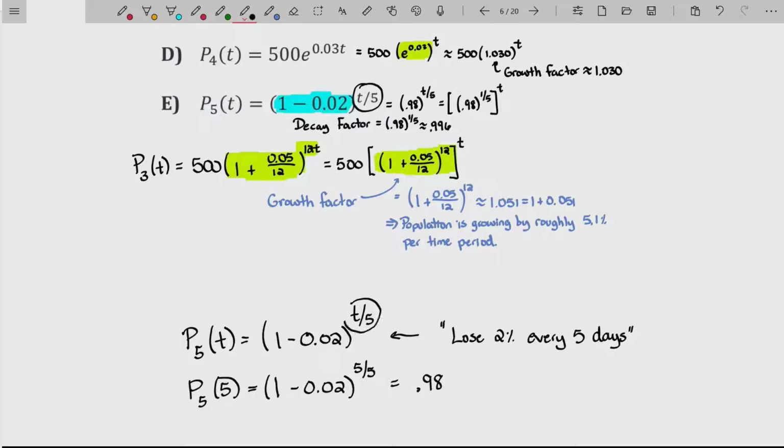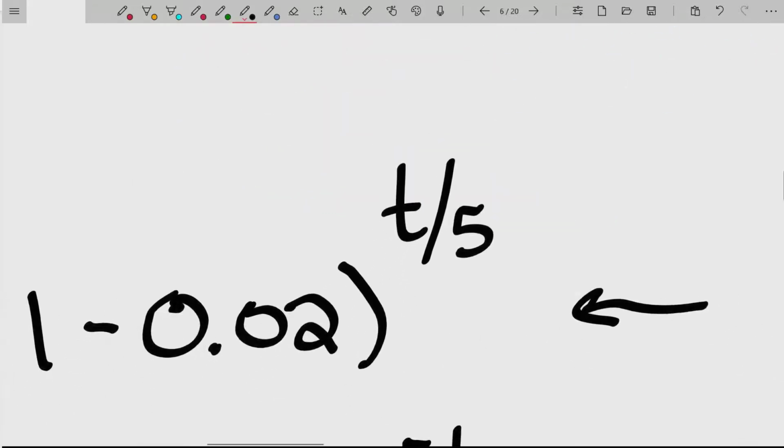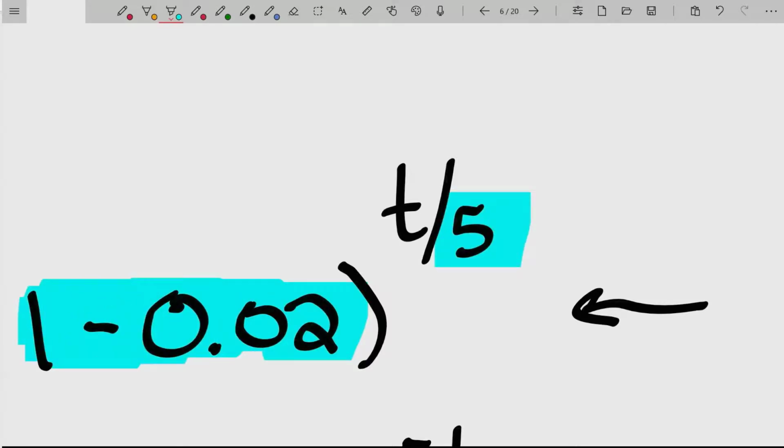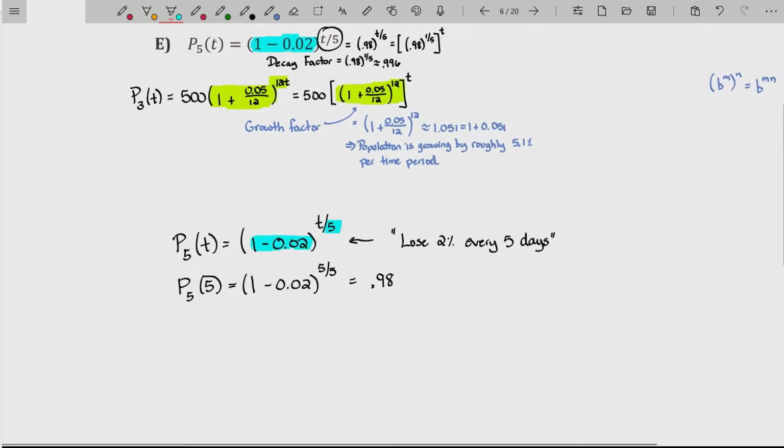So this exponent, a very important way to read that is you get whatever this base is, which is decay, so you're losing 2% per 5 days, or 5 years, or 5 months, or 5 weeks, or 5 hours, 5 minutes, 5 seconds, whatever the time unit is. It's a good way to read that.